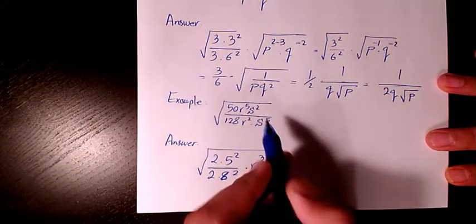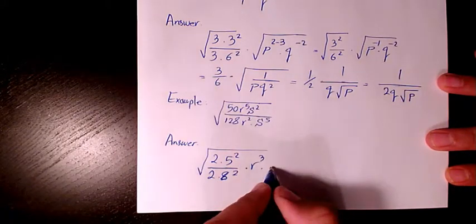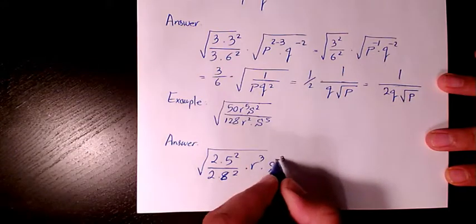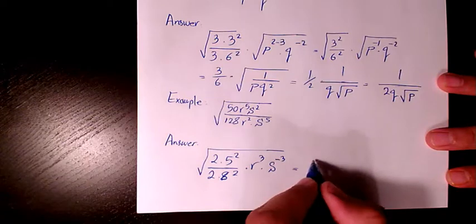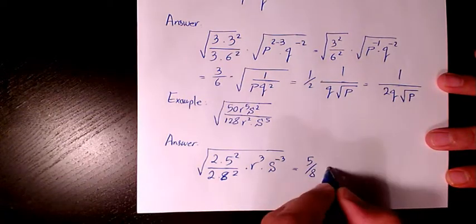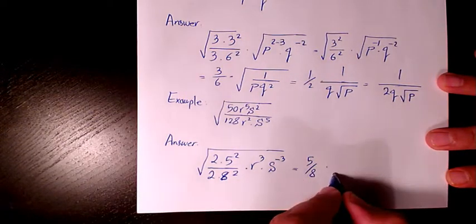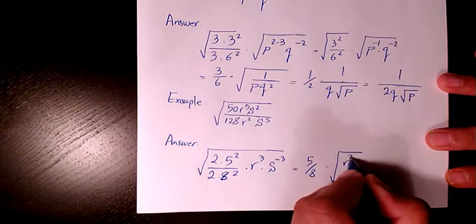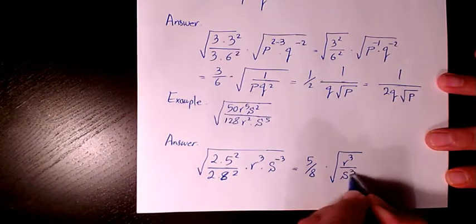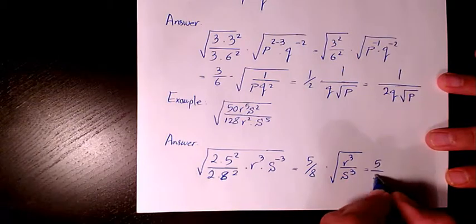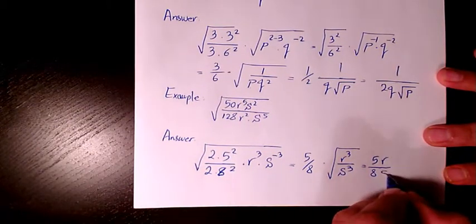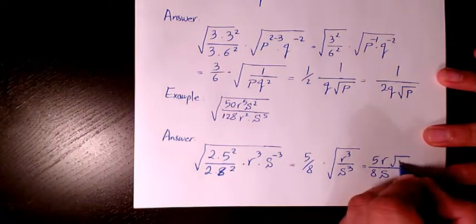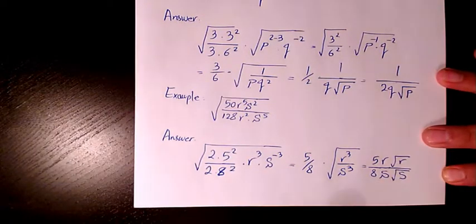s to the power of 2 divided by s to the power of 5 is going to be s to the power of negative 3. Then 2 and 2 cancel out, 5 over 8. Then we will have the square root of r to the power of 3 divided by s to the power of 3, or I can write 5 over 8 r over s root r root s. We can write it like that too.